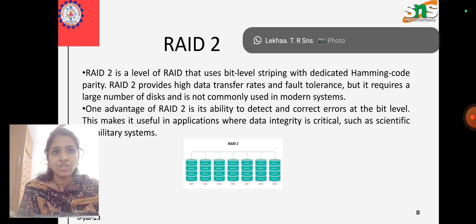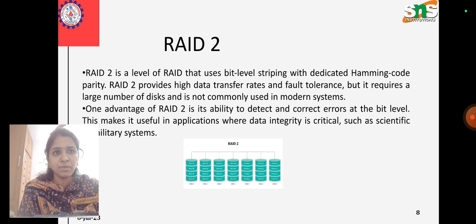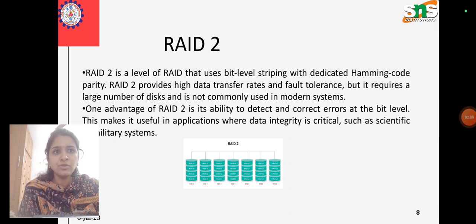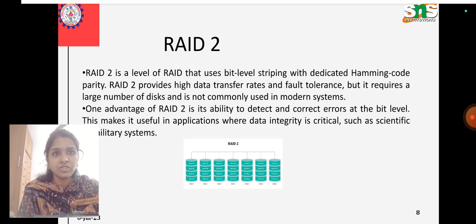Next is RAID 2. RAID 2 is a level of RAID that uses bit-level striping with dedicated Hamming code parity. RAID 2 provides high data transfer rates and fault tolerance, but it requires a large number of disks and is not commonly used in modern systems. One advantage of RAID 2 is its ability to detect and correct errors at the bit level. This makes it useful in applications where data integrity is critical, such as scientific and military systems.